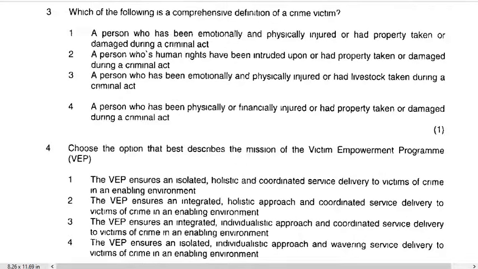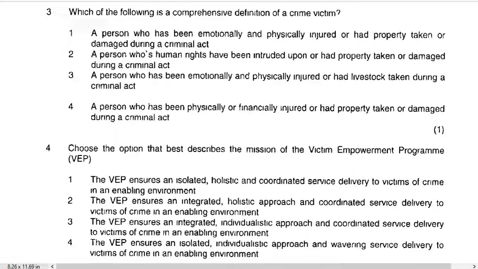3. Which of the following is a comprehensive definition of a crime victim? The answer is 4. This is found on page 6 of our study guide. A person who has been physically or financially injured or had property taken or damaged during a criminal act.